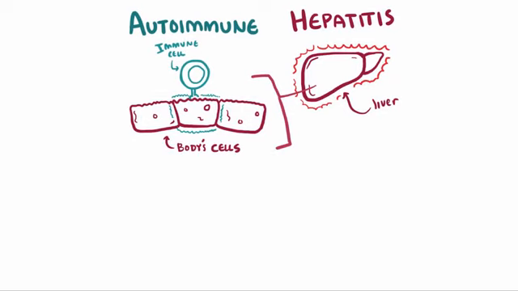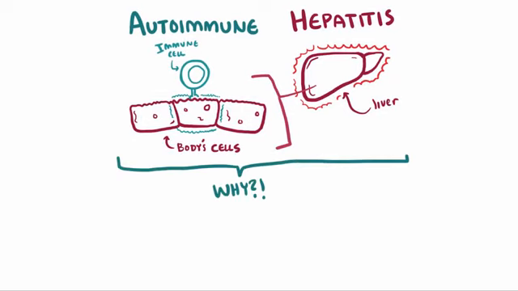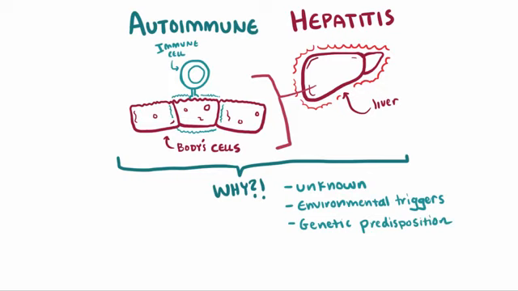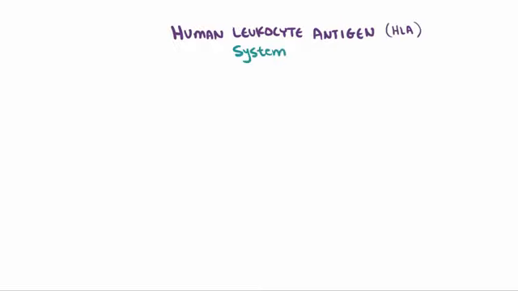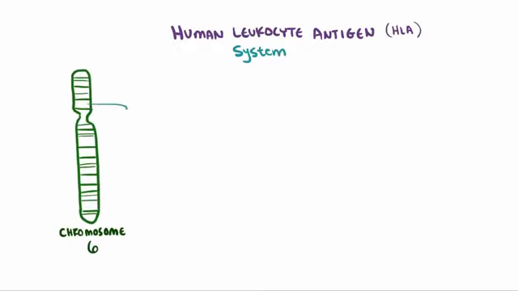Like many autoimmune diseases, the root cause of autoimmune hepatitis is ultimately not super clear. But some researchers think it's a combination of environmental triggers and genetic predisposition. It tends to occur most often in young women, and the female-to-male ratio is about 4-1. Also, though, an important piece of the genetic puzzle is the human leukocyte antigen system, shortened to HLA, which is this location of genes on chromosome 6 that regulate our immune functions.